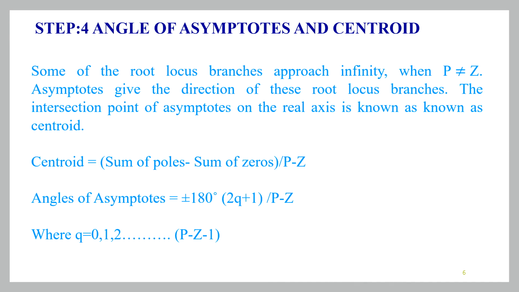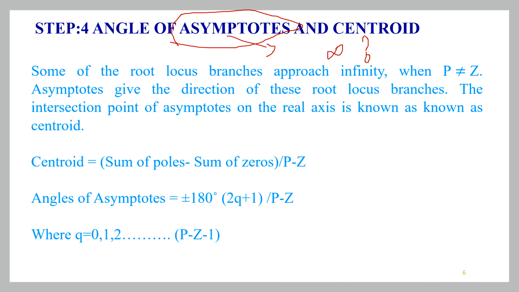Step number 4 is angle of asymptotes and centroid. This is a reflection of step number 2. How many branches are going to approach infinity? That many asymptotes you need to calculate. What is an asymptote? Asymptotes are simply guidelines for how the branches will approach infinity. So how many asymptotes will you calculate? P minus Z branches, as per your calculation in step number 2.